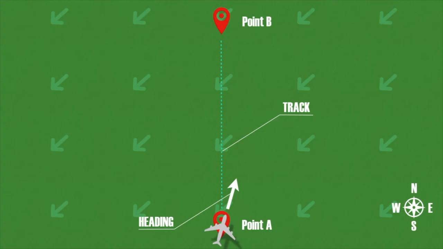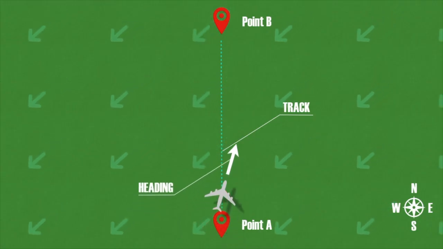You can calculate the heading, if the wind speed and direction is known, to fly precisely along the planned track to your destination.